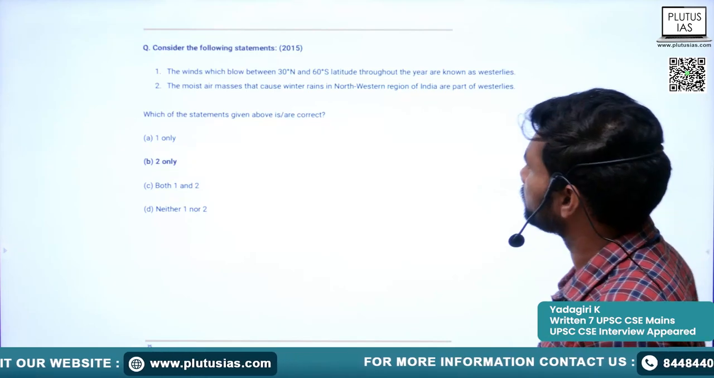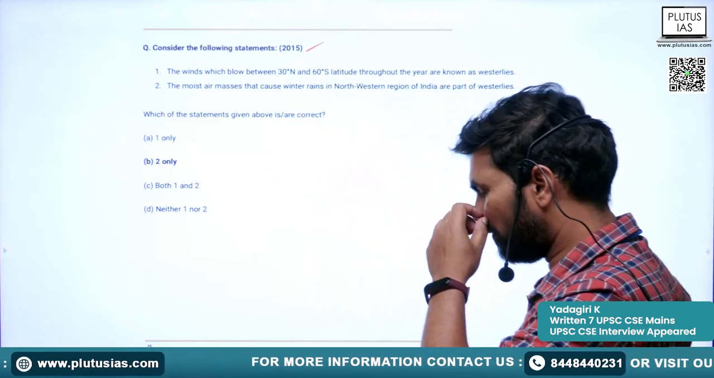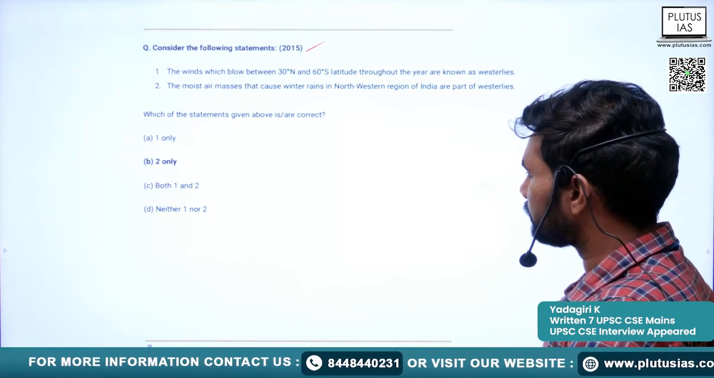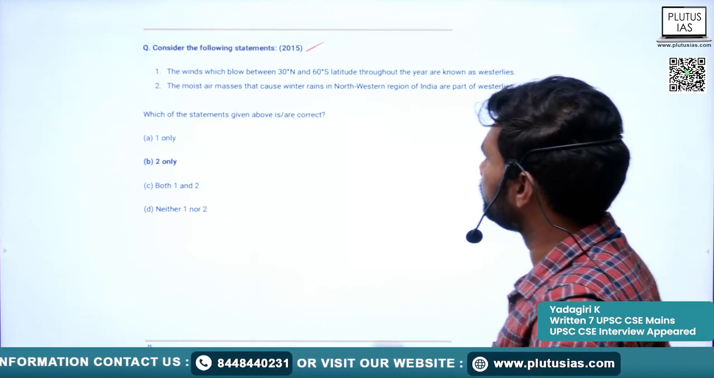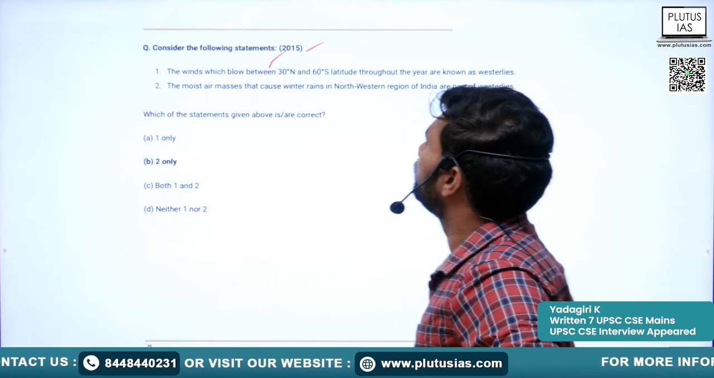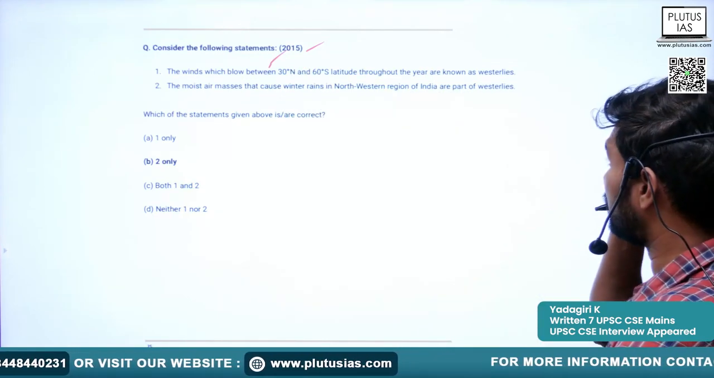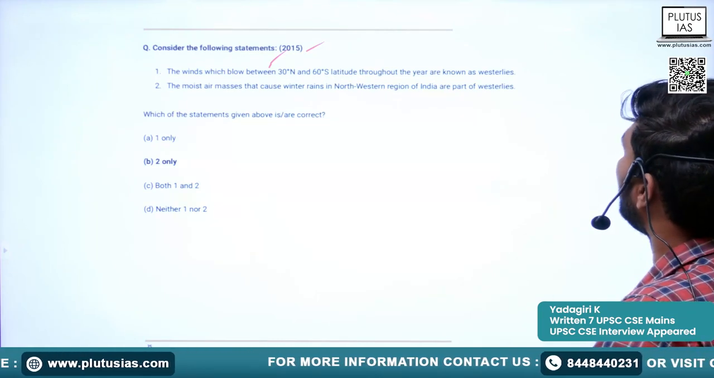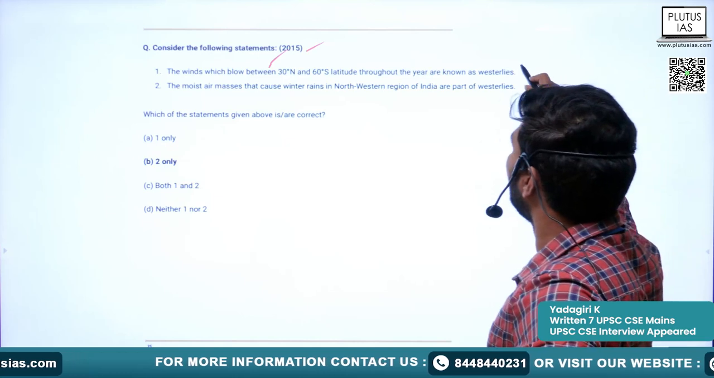Next question, it was asked in 2015. The question is, consider the following statements. The statements are, the winds which blow between 30 degree north and 60 degree south latitude throughout the year are known as westerlies. So this is an incorrect statement.